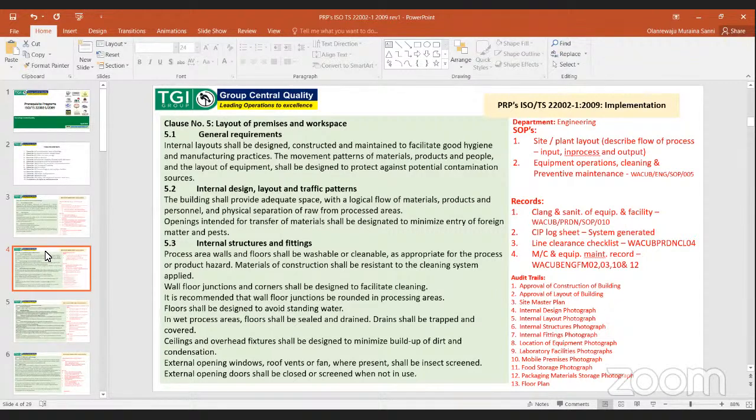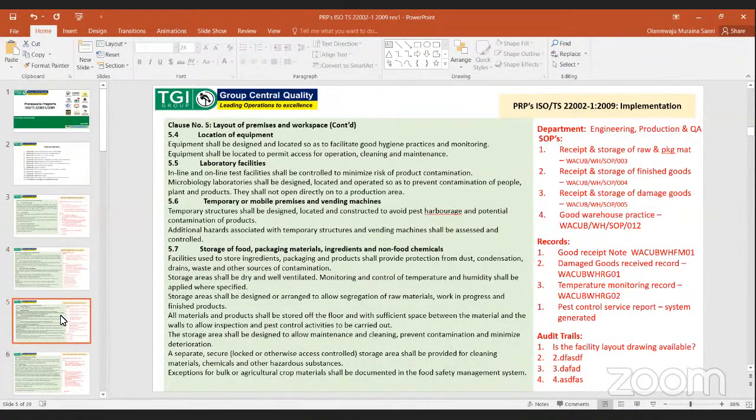So also audit trail, we have approval. We need to have approval for the construction of our building, approval of layout, master plan, internal design photo, internal layout photo, internal structure photo, internal fittings photo, location of equipment, and the rest. This is also a continuation. That is, we are looking at location of equipment, where our equipment are located, laboratory facility.